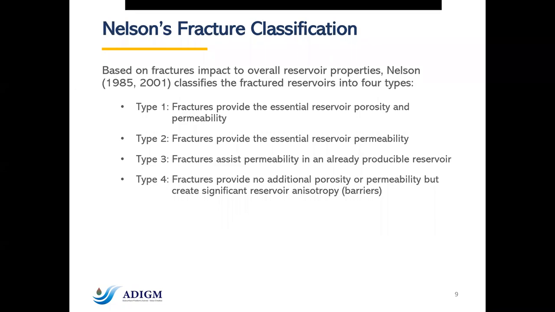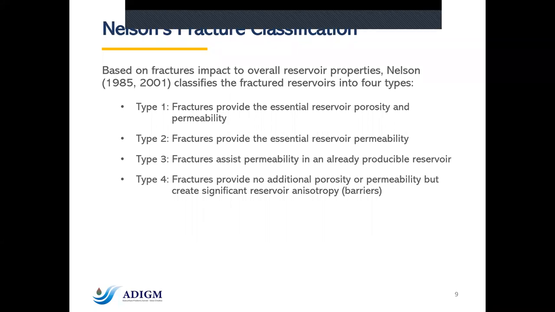And type two natural fractures is when the fracture provides the essential reservoir permeability. So in this case, the storativity is provided by the matrix. The matrix has the porosity, but does not have sufficient permeability to trigger flow. Fractures are required so that the fluid inside the matrix can flow. An example of this is a tight reservoir or unconventional reservoirs, like shale oil or shale gas.